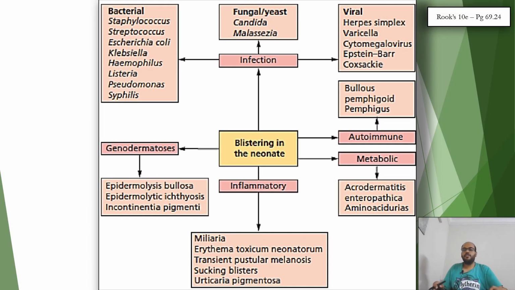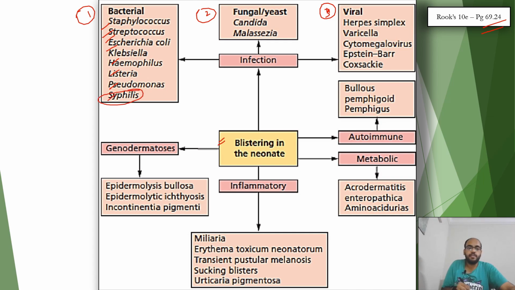Okay, so this diagram I've taken from Rook's 10th edition, page 69.24. And this diagram enumerates differential diagnosis in a child with blistering disorder. So if you see blistering in the neonate, just go through this diagrammatic representation. Look for infection. Infection is divided into three parts: bacteria, fungus, and viral. In bacteria, staph, strep, E. coli, Klebsiella, Haemophilus, Listeria, Pseudomonas, syphilis.